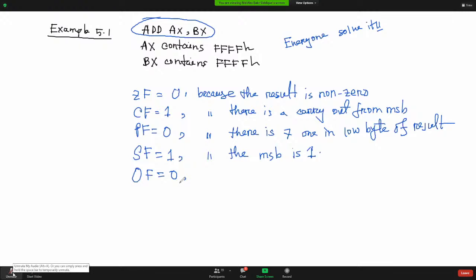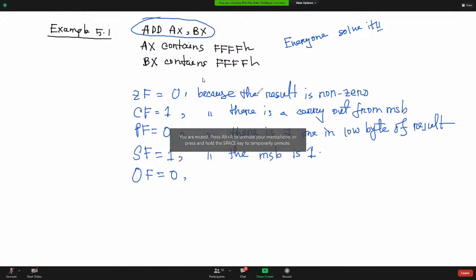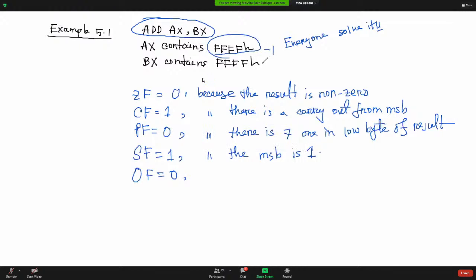Yes, so the sign of the result is the same. The result is negative and the number is also negative, right? So you can also say there is no sign overflow, because this is negative 1 and this is also minus 1. If you add these two, after carrying out, the rest of the result is the same.